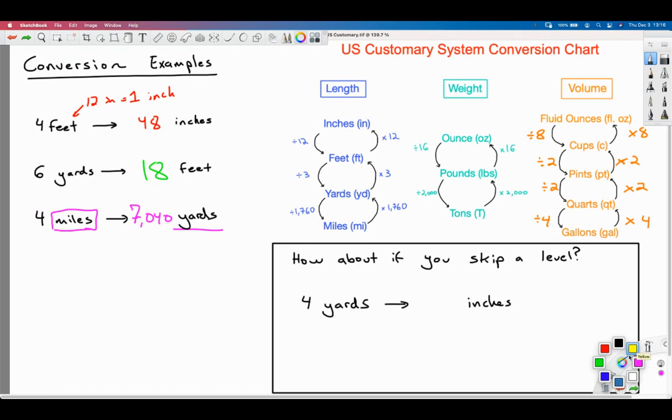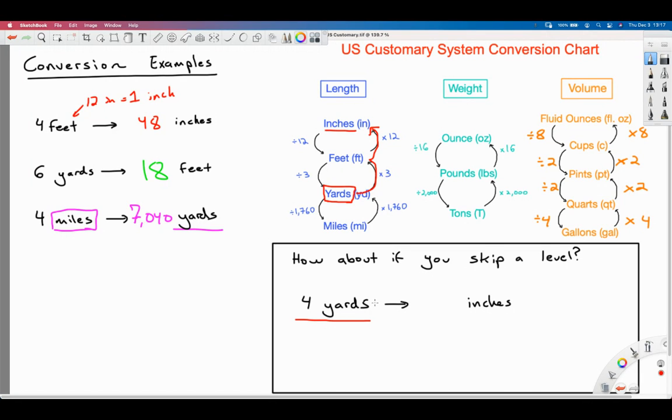And what I mean by that is, let's go red again. If I said go from 4 yards, so I'll underline yards, even better, I'll put it into a little rectangle, and then we're going to inches. So this time, way up here, we're skipping over a level. We're skipping over feet. I don't even care about the feet. I want to go from yards to inches. Okay. What are we going to do? Now pause the video and see if you can take your best guess in terms of how we are going to go from yards all the way to inches.